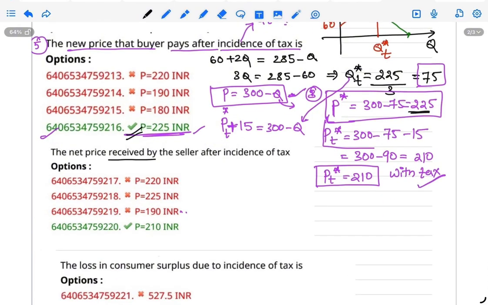The new price received by the seller after the incidence of the tax: you can subtract 225 minus 15, and you get 210 rupees. So the answer for this question is D, 210.